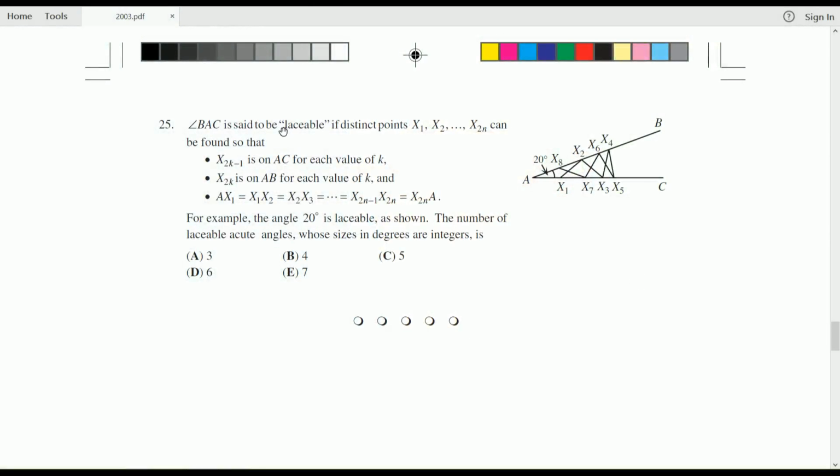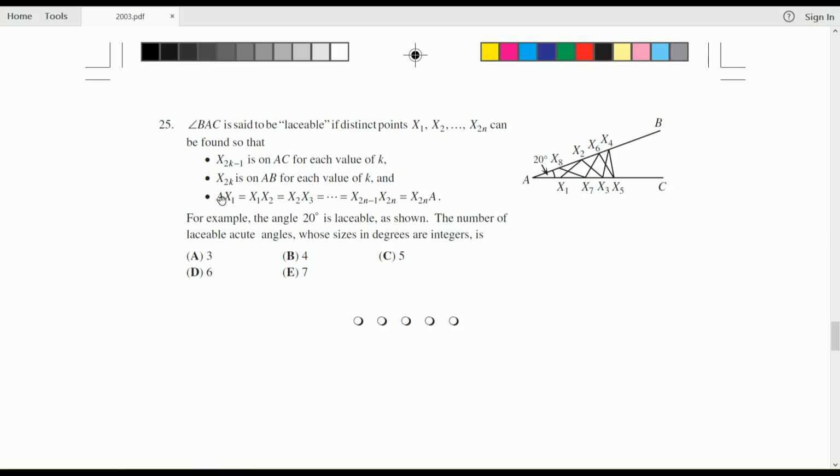Angle BAC is said to be laceable if distinct points x1, x2, x3, all the way up to x2n can be found so that x2k minus 1, so 2k is even, 2k minus 1 will have to be odd. So odd points are on AC, just as we have in this picture here that has yet to actually be explained. X2k is on AB for each value of k, so I guess even points are always on AB. I guess they're specifically talking about an even number.